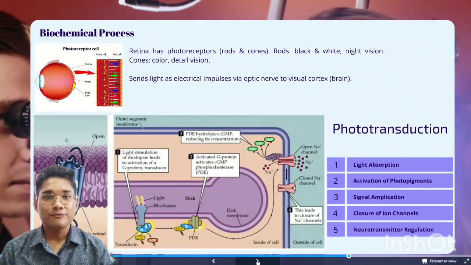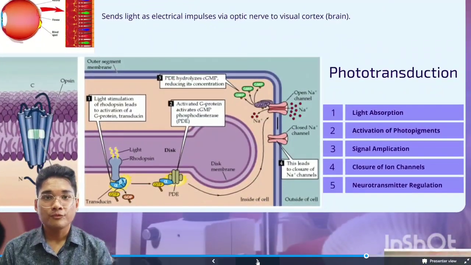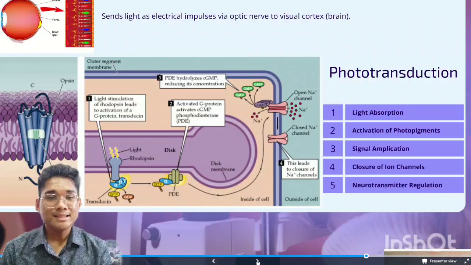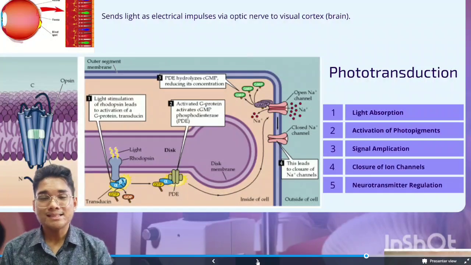In the biochemical process of vision, the retina contains photoreceptors, which are specialized cells that convert light into electrical signals in a process called phototransduction. Here's how it works. The first stage, light absorption. Light hits the photoreceptors, rods for dim light and cones for bright light and color. Rhodopsin, which is in rods, and other photopigments absorb light. And second, activation. When light is absorbed, rhodopsin undergoes a structural change, activating the molecule.